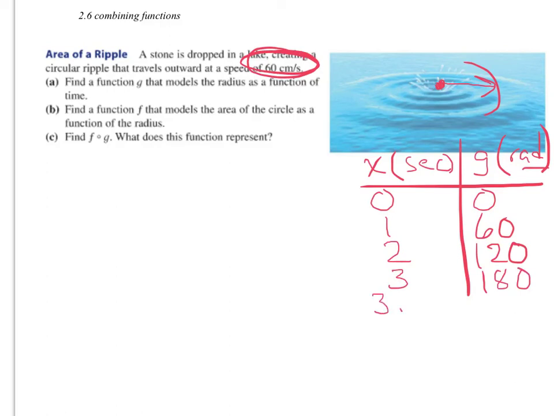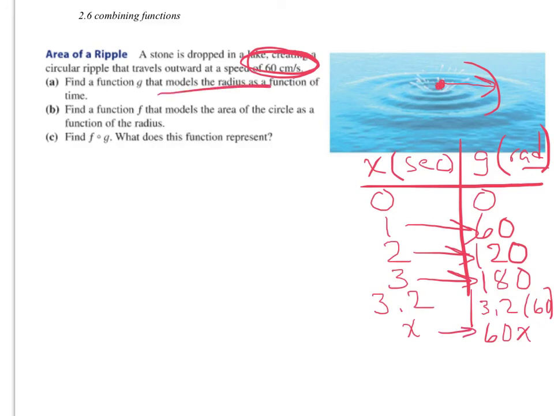And just for fun, after 3.2 seconds, the radius will be, well, how did we calculate this? We just multiplied the x value times 60. So we'll just multiply 3.2 times 60, and that will tell us the radius after 3.2 seconds. And so in general, what's the radius after x seconds? After x seconds, the radius is 60 times x, and that's how you do it. So a function g that models the radius as a function of time, where x is measuring time in seconds, is g of x equals 60x.